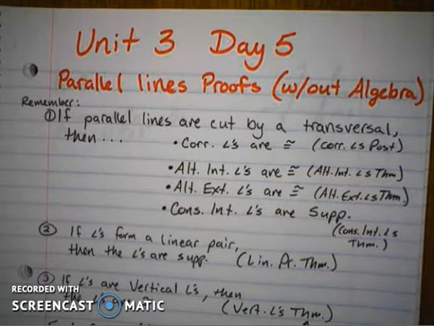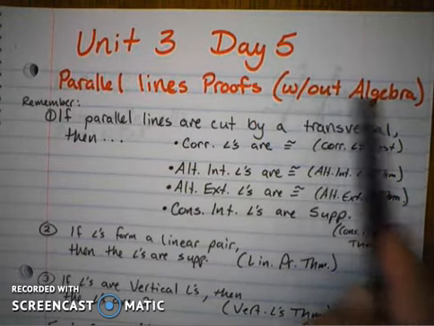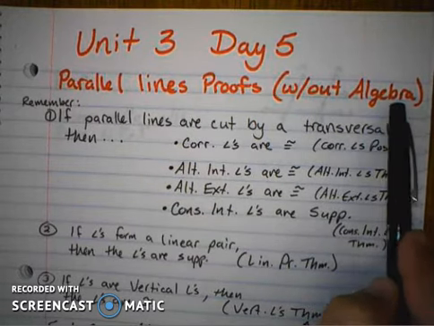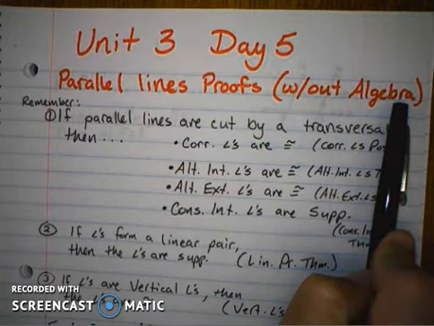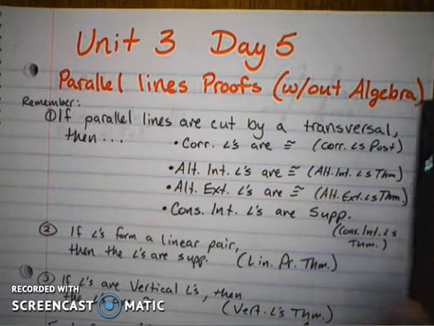Alright, here's our video for Unit 3, Day 5. We're still looking at parallel lines proofs, but we will be doing them without algebra. So we're not going to do any of those properties of equality for these. We're going to look at just the angle relationships as congruent or supplementary.